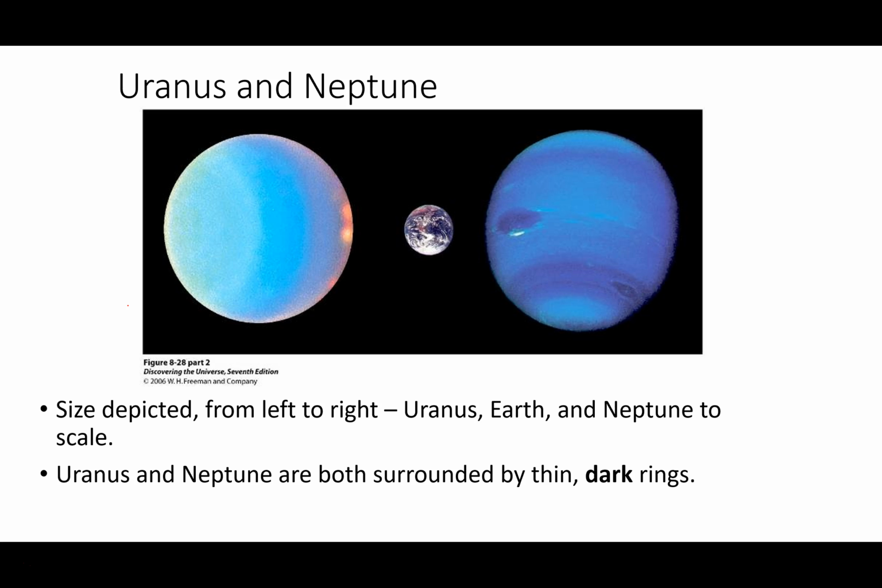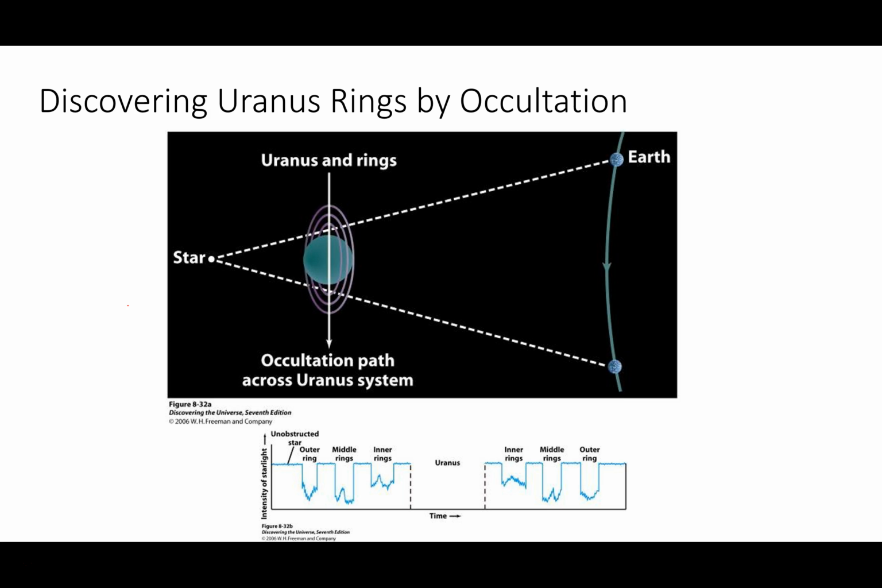Uranus and Neptune both have rings, and they both have moons. All of the Jovian planets have rings and moons. I want you to know something about the way that Uranus's rings were found. So that's what you're seeing here.